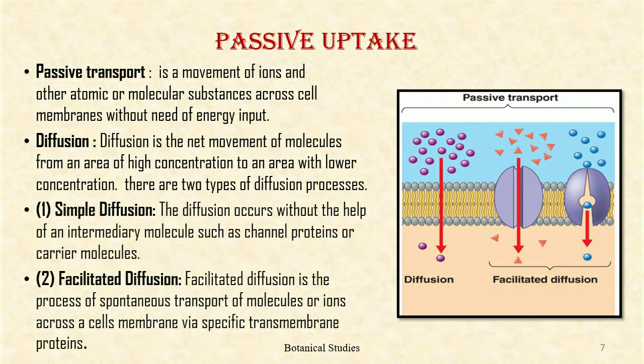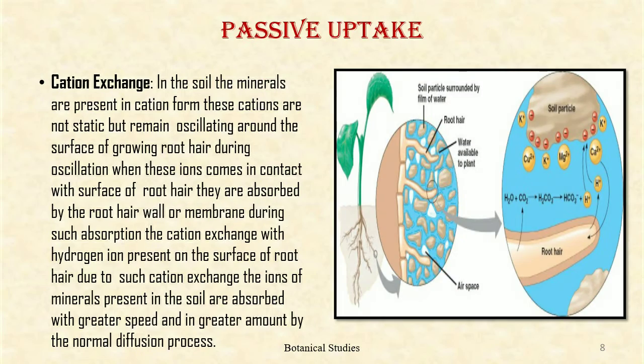There are two types of diffusion processes. First, simple diffusion. The diffusion occurs without the help of any intermediary molecules such as channel proteins or carrier molecules. Second, facilitated diffusion. Facilitated diffusion is the process of spontaneous transport of molecules or ions across the cell membrane via specific transmembrane proteins.